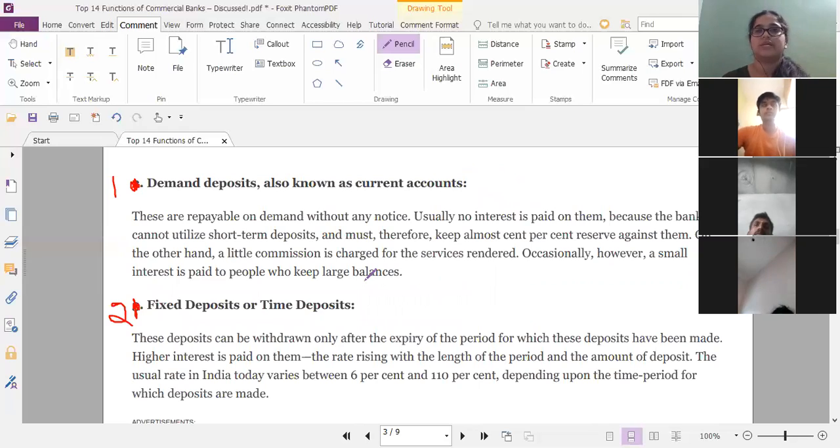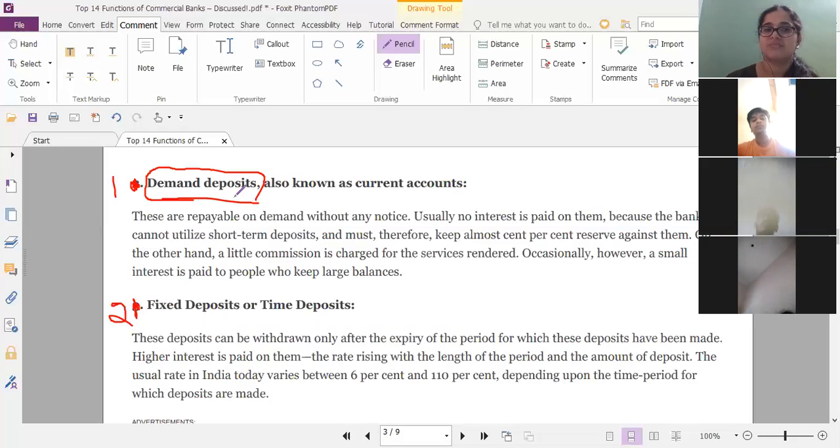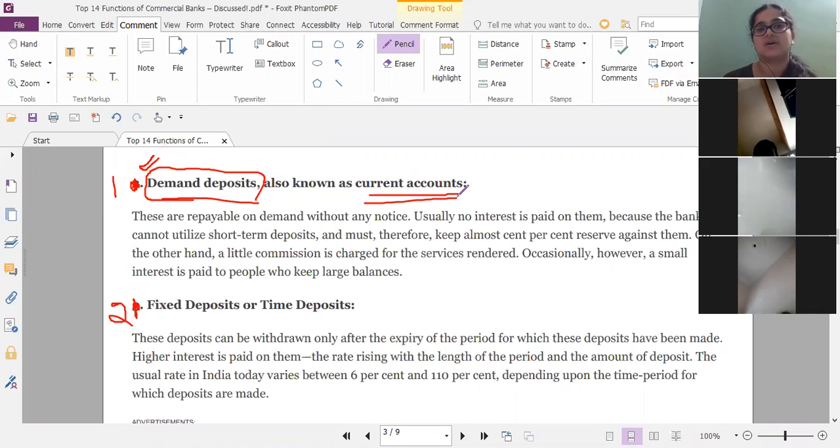So what is demand deposit? As the word itself tells you, demand deposit is nothing but the deposits which you can get back from the bank on your demand. Whenever you go and ask for your money, the bank has to give that money back to you. So that is called demand deposit. Anytime you can go and get the money which you have kept in the bank. That is demand deposit, also known as current account.